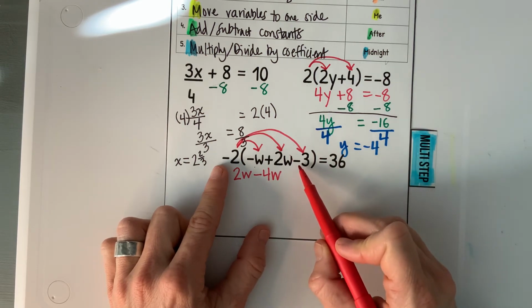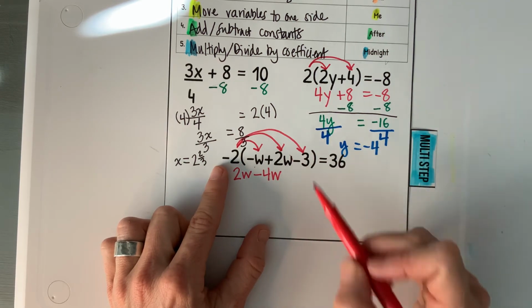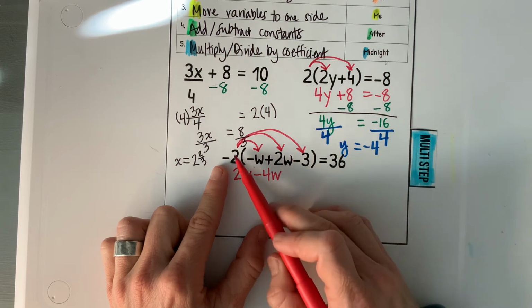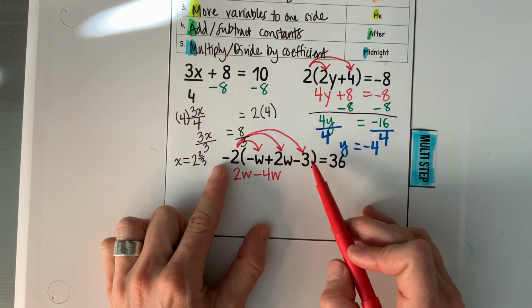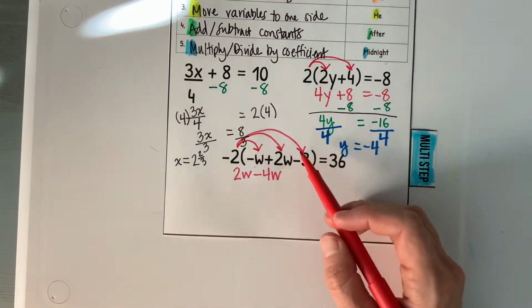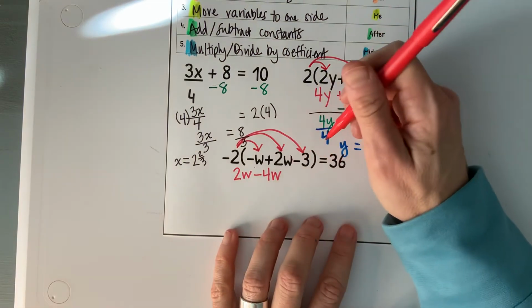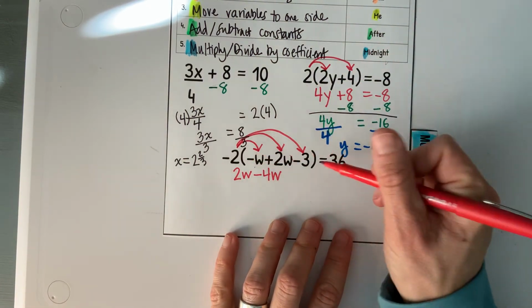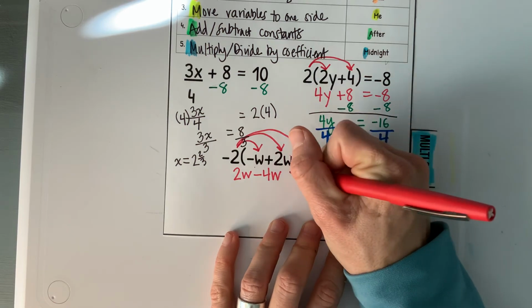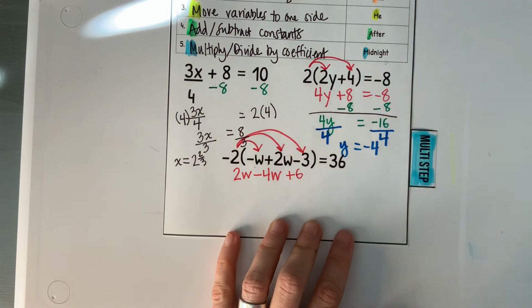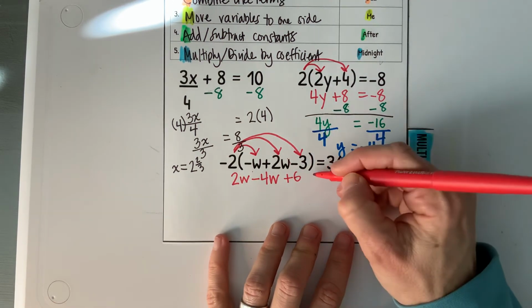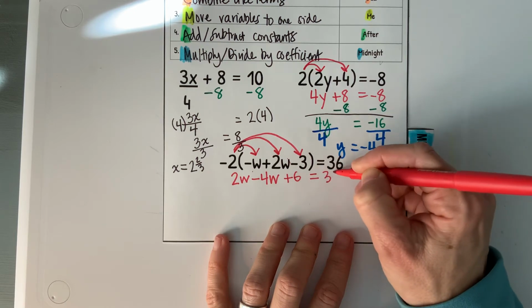And then I have minus 3 or negative 3. And I'm multiplying, I want negative 2 groups of negative 3 or negative 2 groups of subtract 3. So a negative times a negative is a positive. So I have plus 6. All right, and now I'm going to bring down my equals 36.